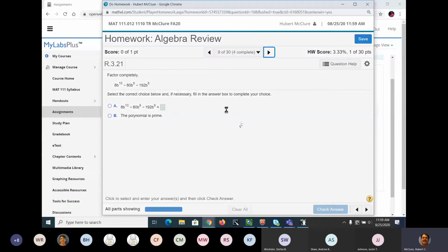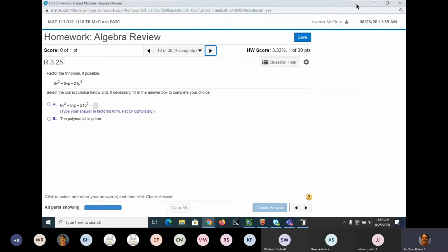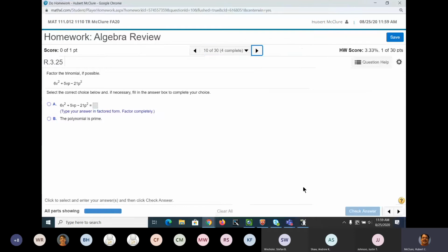All right, so let's do reverse FOIL by trial and error. So I'll let you write that one down. 6v squared plus 5vp minus 21p squared.